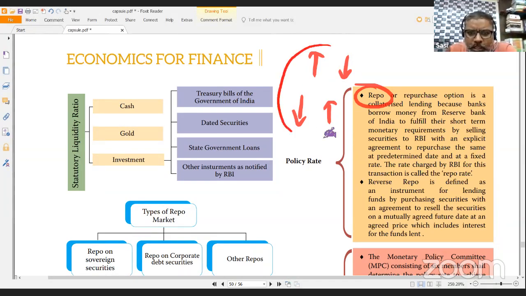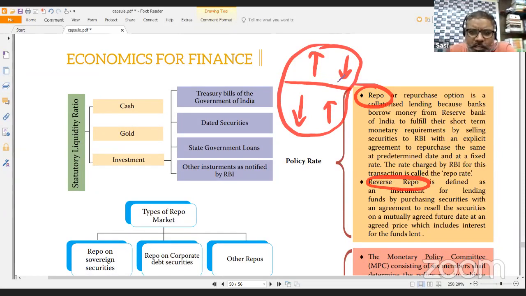So repo rate and liquidity are inversely related, and a lot of times people make this mistake. They think because repo rate and liquidity are inversely related, reverse repo rate and liquidity will be directly related. That is wrong. Reverse repo rate and liquidity also are inversely related. Why is that? For that, we need to understand what reverse repo rate is.